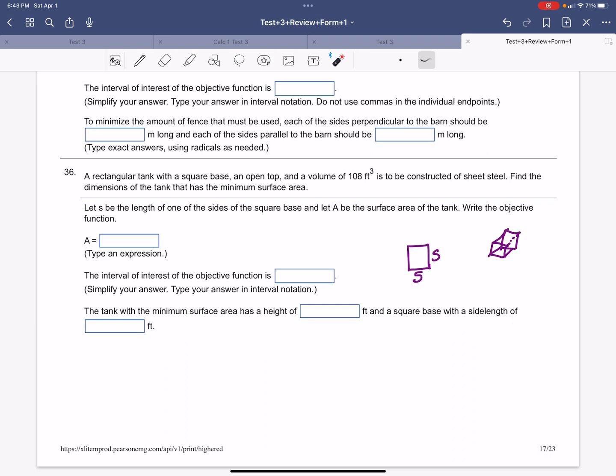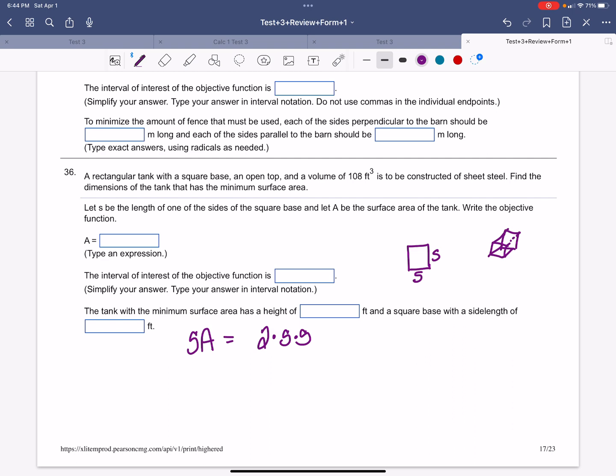So when we think about the surface area, typically you would have 2 times S times S. Okay, so that's surface area. This would represent the bottom, and this would also represent the top. Typically that's what you would have. Now this does not have a top. It's an open top, so we're going to remove that top from it.